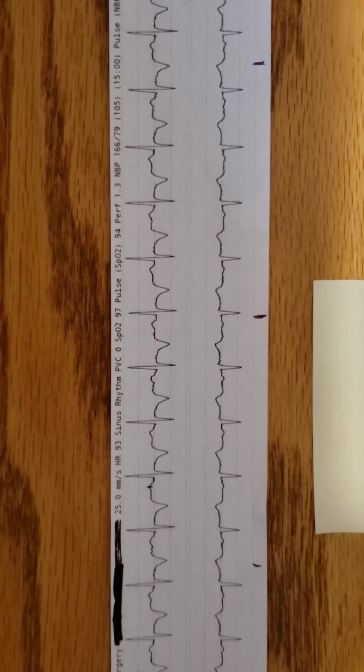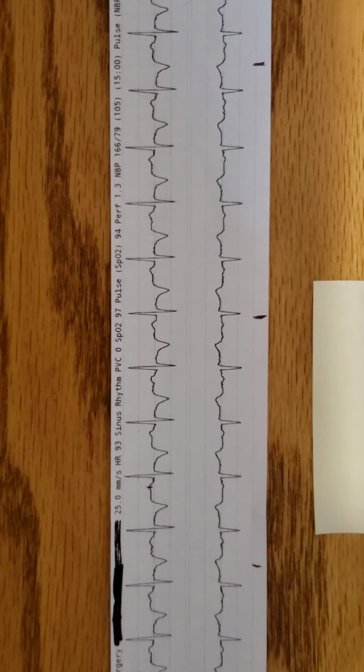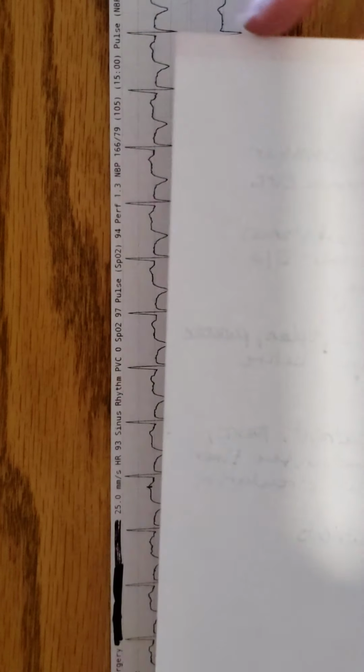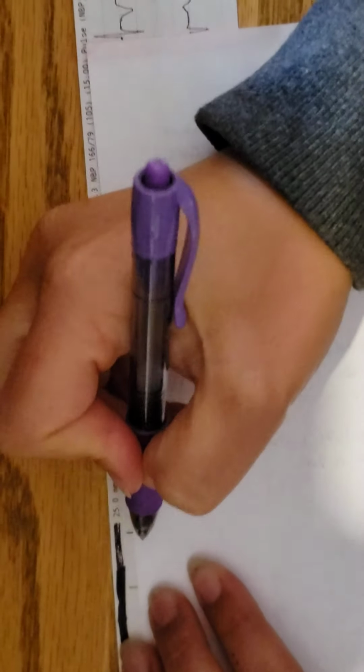So first thing we're going to do is check to see if it's regular, and remember to do that, we check our R to R interval. So the easiest way is to lay down your paper or get your calipers and make a mark. There's the top of one R, there's the top of another R.